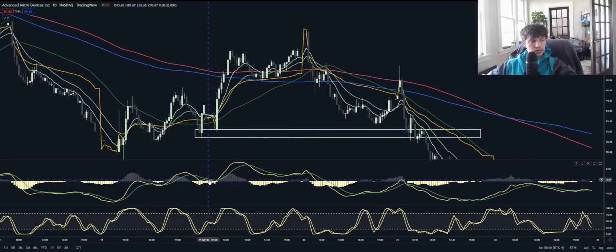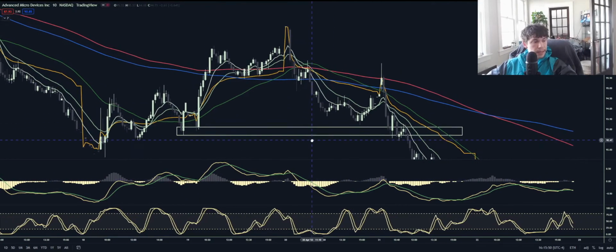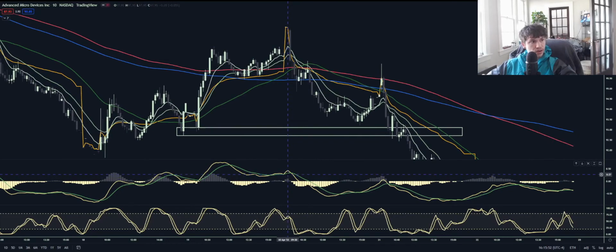We need to be able to identify that in real time. And we see that, in fact, we get a cross on the stochastic and MACD indicators and a bounce out of demand. Now, there are some other points in this chart where we top out here on AMD. We get a cross in our MACD, and we also get a cross in our stochastic that is propelling us to the downside.